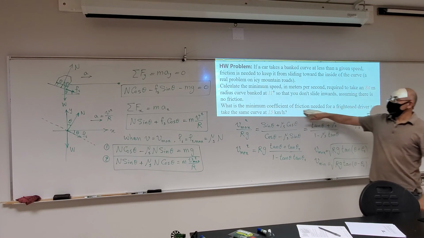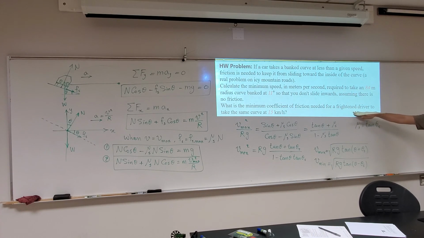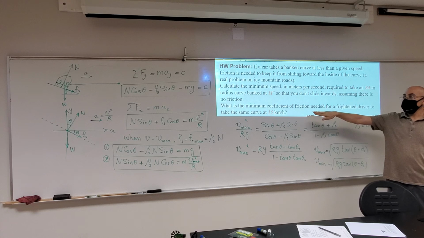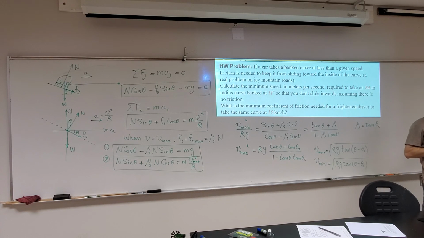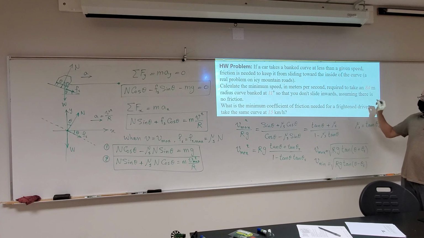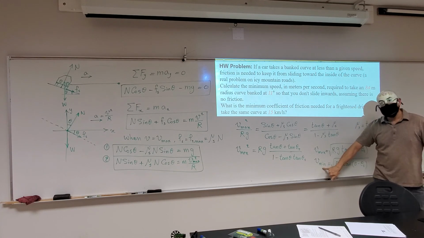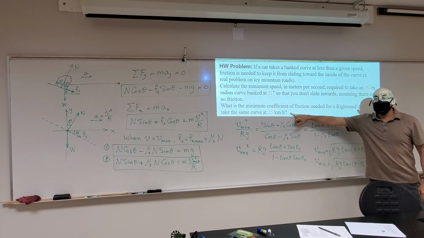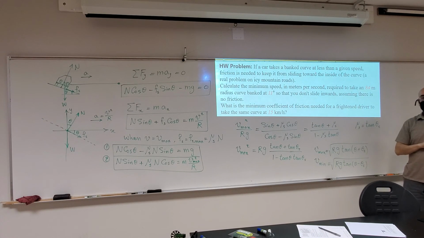All right. So now you can answer this question. What is the minimum coefficient of friction needed for the frightened driver to take the same curve at 15 kilometers per hour? Now it says there's a minimum friction needed. And so you can put the V min at 15 kilometers per hour and calculate it. So we answered that question already.